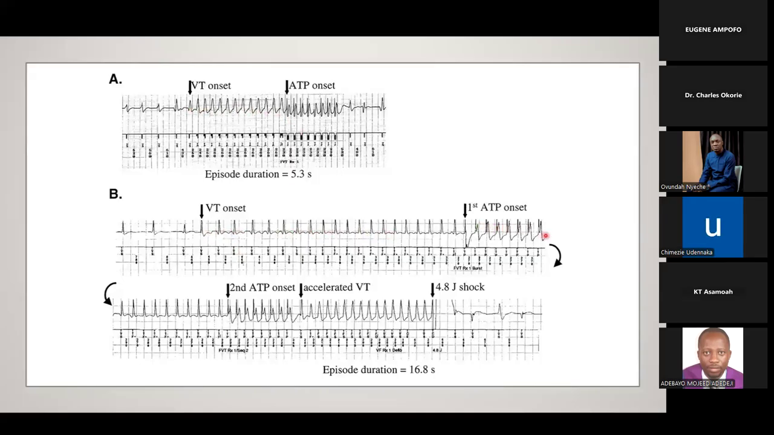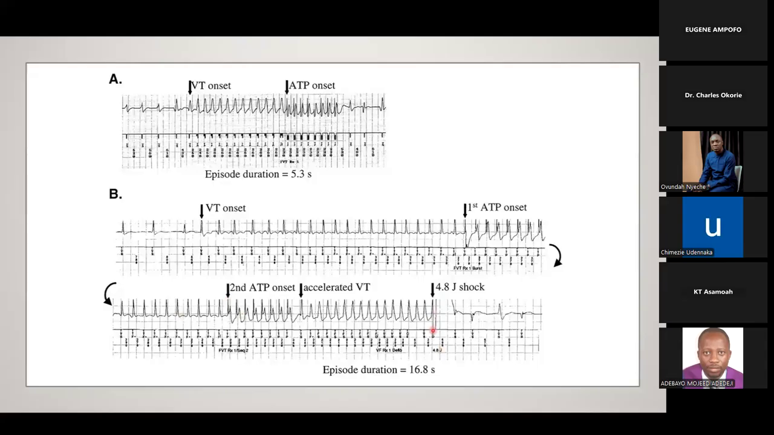ATP pacing came in, but the patient was still tachycardic, so it failed. So then it went to zone 2, where it gave the impulses at an even faster rate. And after that, it still didn't work, for which reason now it had to shock.